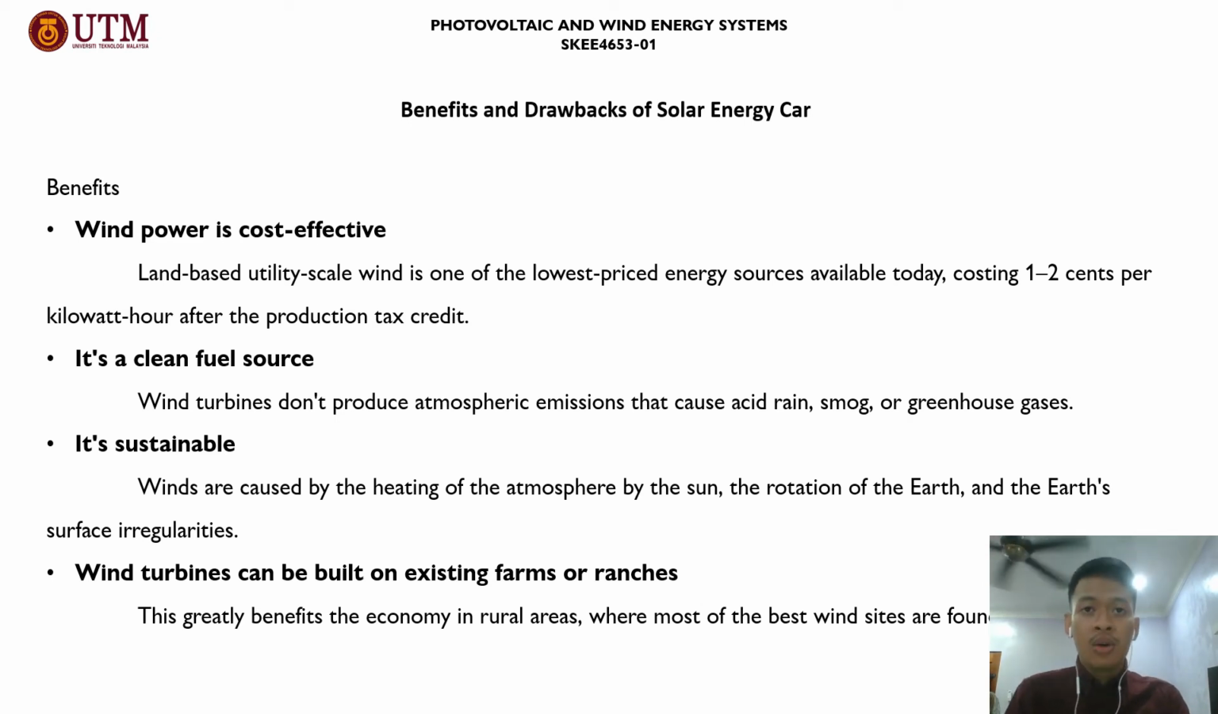Last but not least, wind turbines can be built on existing farms or ranches. This greatly benefits the economy in rural areas, where most of the best wind sites are found. Farmers and ranchers can continue to work the land because the wind turbines use only a fraction of the land. Wind power plant owners make rent payments to the farmer or rancher for the use of the land, providing landowners with additional income.